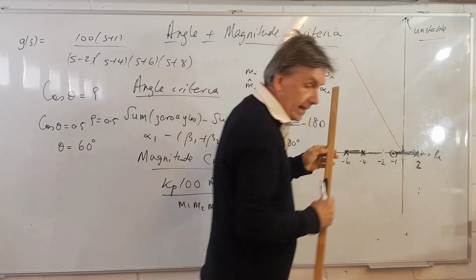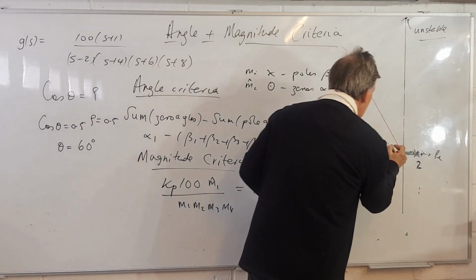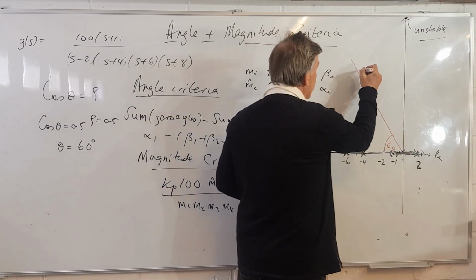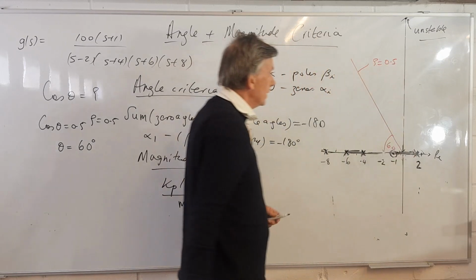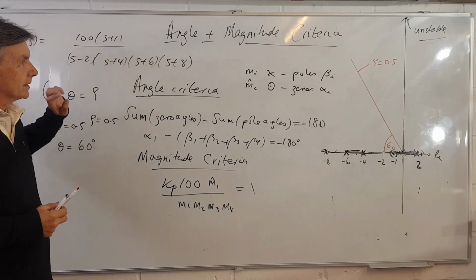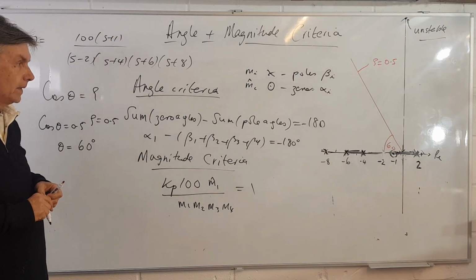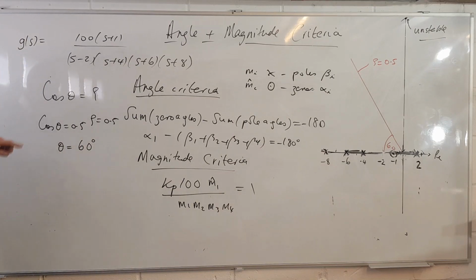And this angle now is 60 degrees. And this has the property now that anywhere along that line, the damping ratio is 0.5 because it's a constant damping ratio line. So we could try and find now the value of gain for which this closed loop system had an effective damping ratio of 0.5.